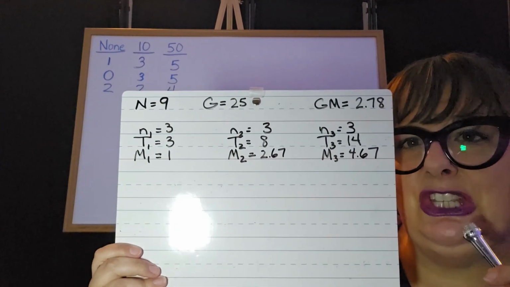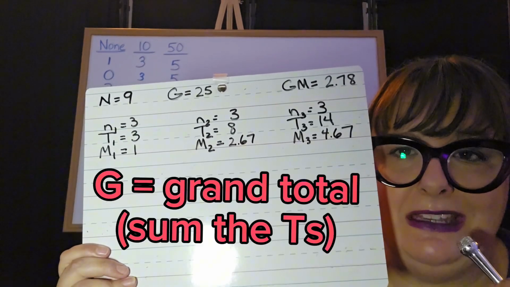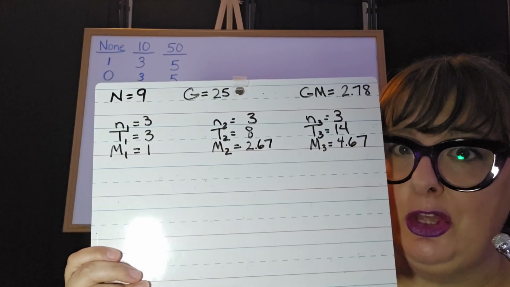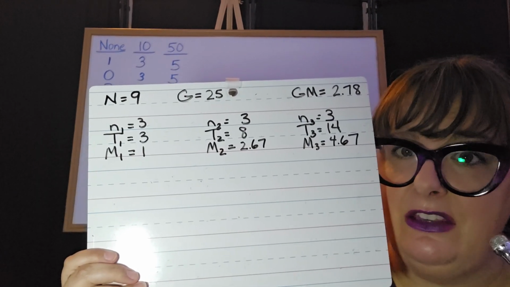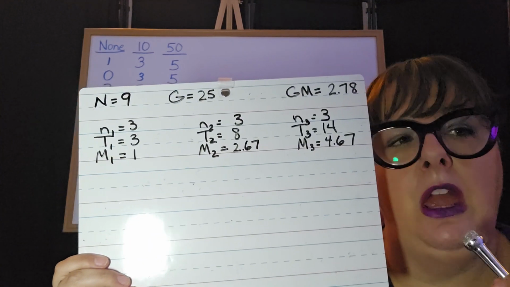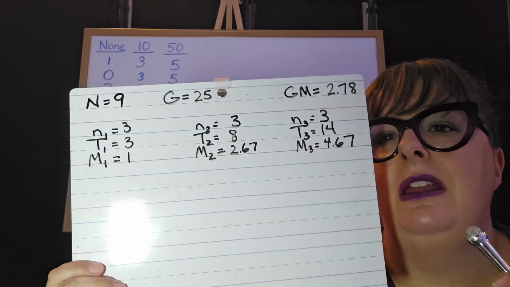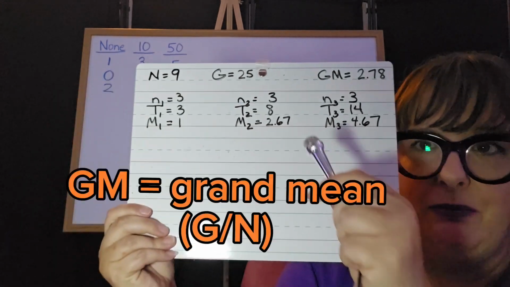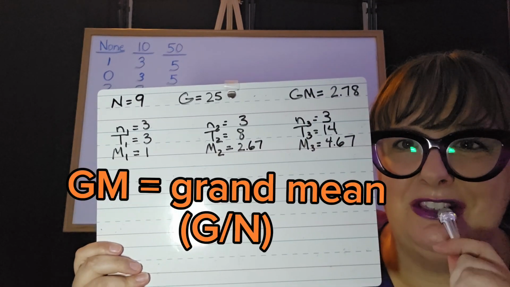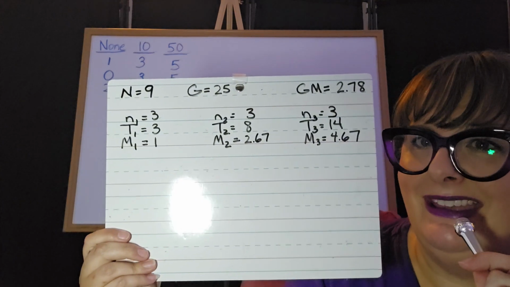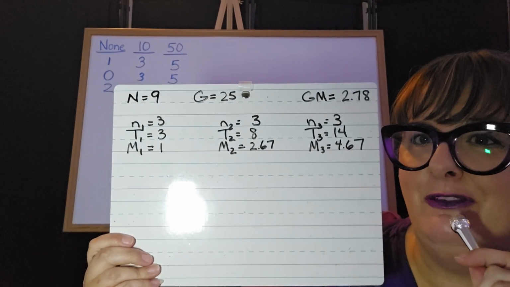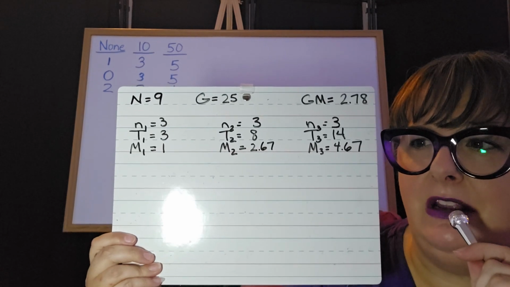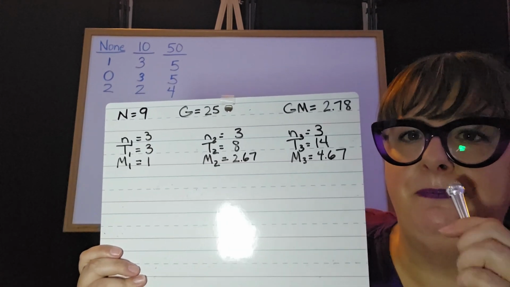So how do we get this G? G is your grand total. You can take that by adding up all of your capital T's, or you can take the individual scores and add them together. Grand mean is your overall mean. So you take the capital G divided by the N, which gives you the grand mean. Why do we need all this? We're going to plug them into some formulas.